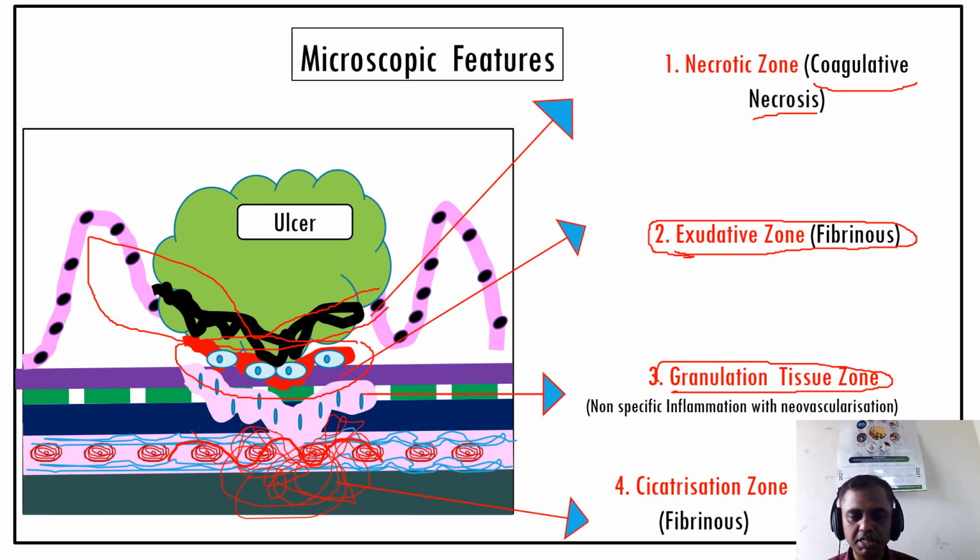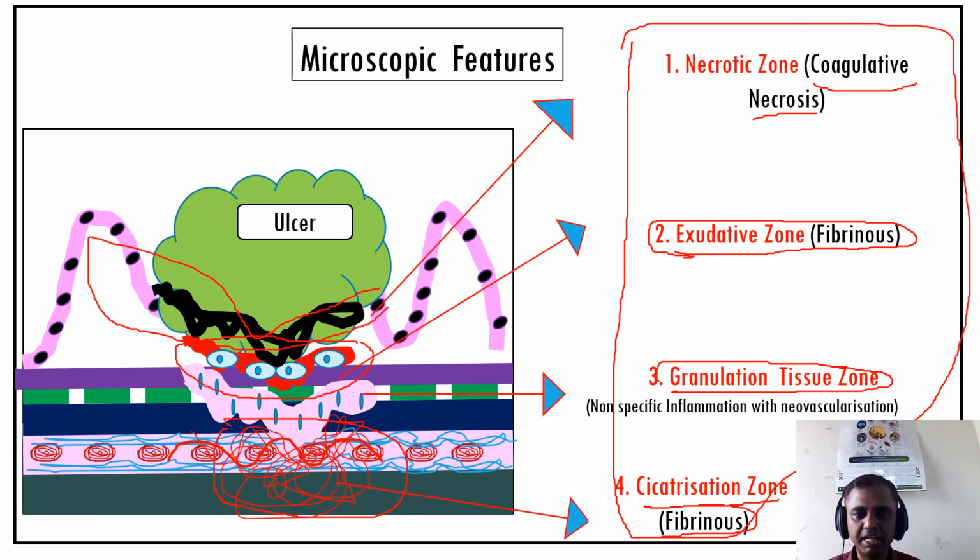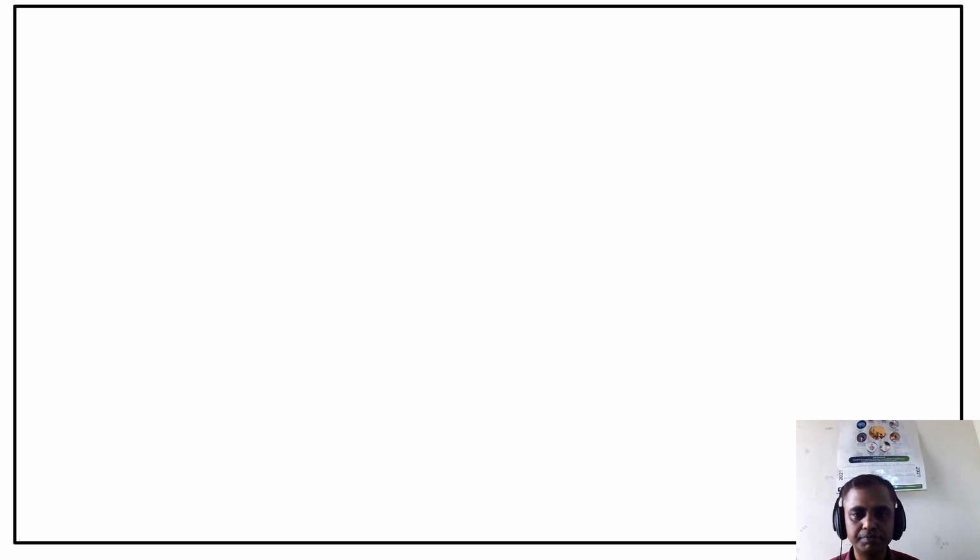And the last portion is the cicatrization zone, that is, the presence of fibrous tissue which is present in the muscularis mucosa as well as in the serosa. So these 4 zones can be identified in the patient's histopathological slide.